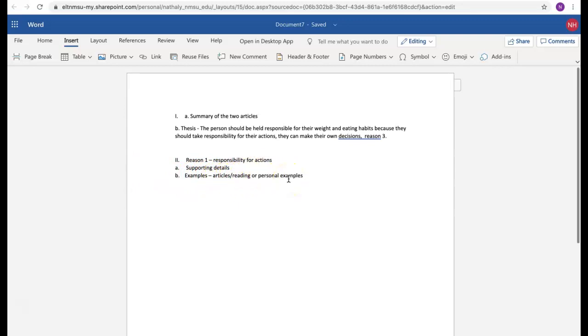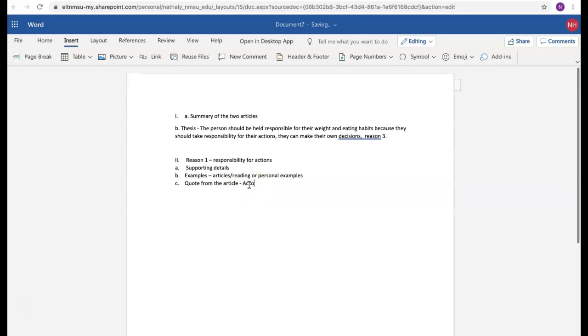Or if you have a personal example where you did something similar, you can put that as well. And this could just be an example where you say, for example, Zinczenko, he lost weight, he took responsibility. Or you can also put a quote from the article. Now remember that in the summary, you don't want to quote, but when it comes to the body, you can quote so that you can support the argument or the reason that you are making.